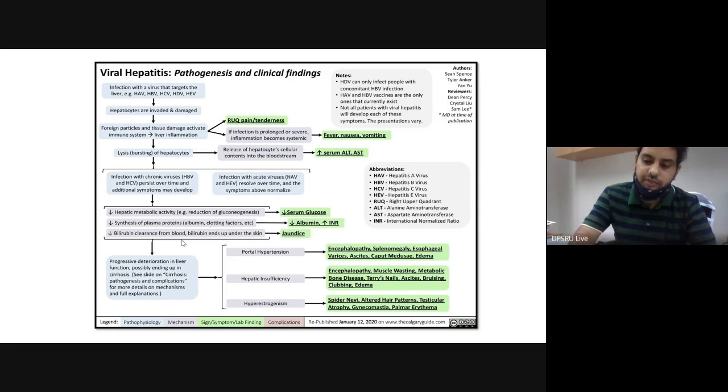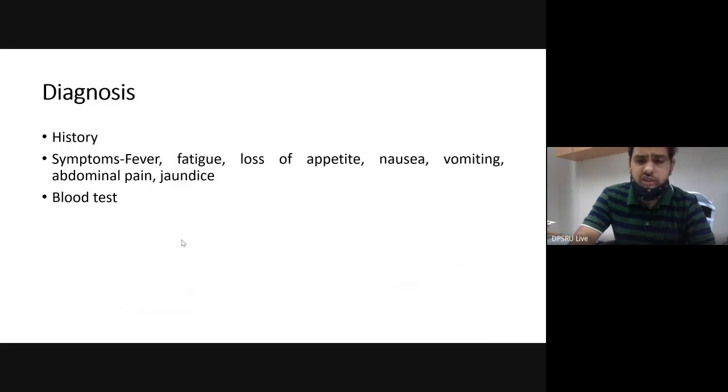So this is about pathogenesis, whether it is hepatitis A, B, or C. It's a generalized pathogenesis: how the virus enters and how the immune system activates, and then further, if it remains untreated, it will convert from acute to chronic, right? Diagnosis: history is very important in every disease, and you have to ask the patients, particularly in a hepatitis case. You can differentiate on the basis of history whether the person is suffering from hepatitis A or E, or B or C.